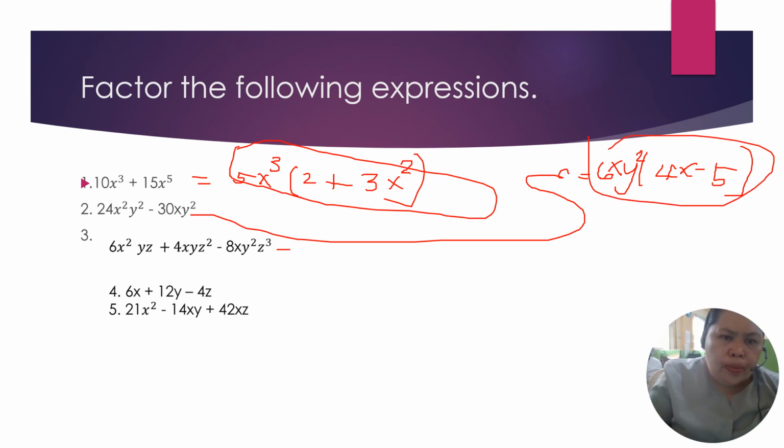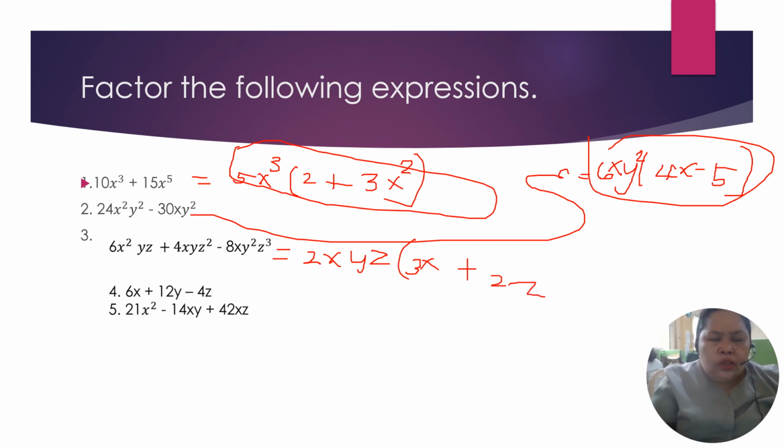Next, here. The common factor is 2xyz. 6 divided by 2 is 3x, plus 4 divided by 2 is 2z, minus 8 divided by 2, 4, y z squared.